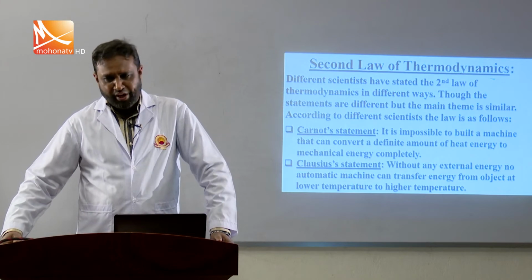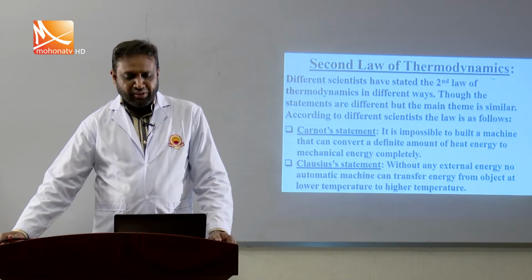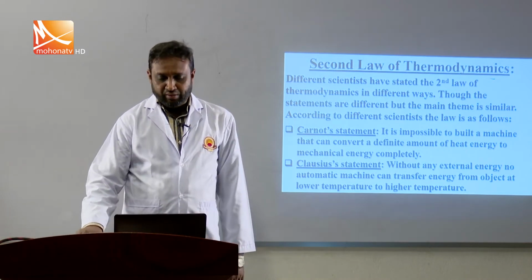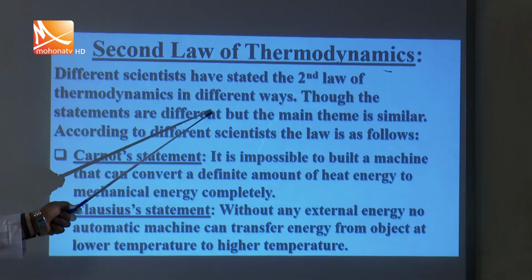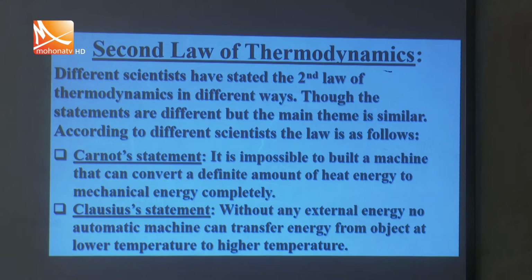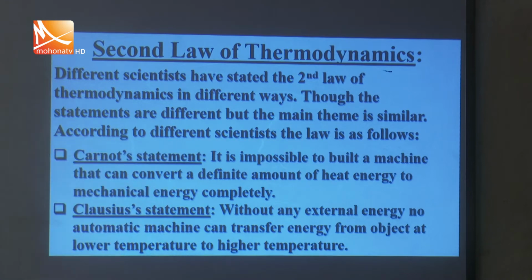Firstly, the second law of thermodynamics. Different scientists have stated the second law of thermodynamics in different ways. Though the statements are different, the main theme is similar. According to different scientists, the law is as follows. First, Carnot's statement.